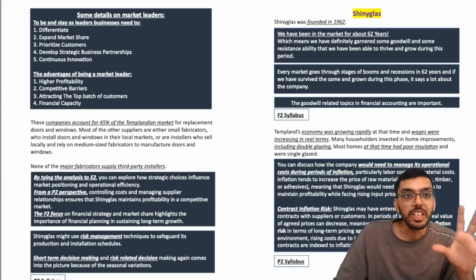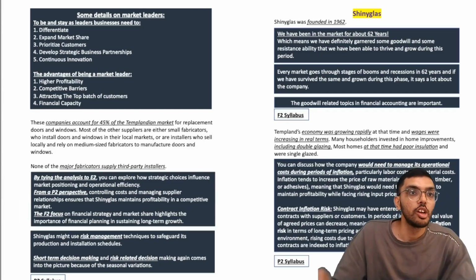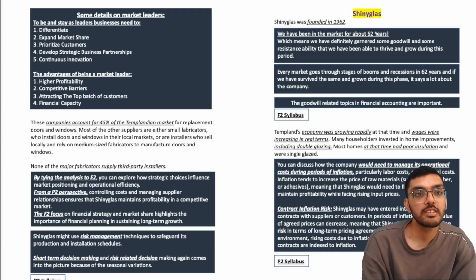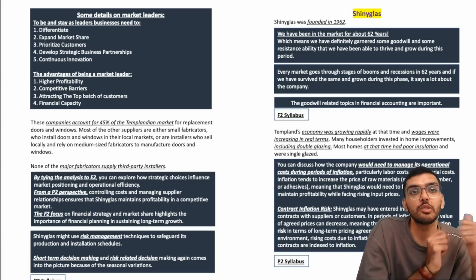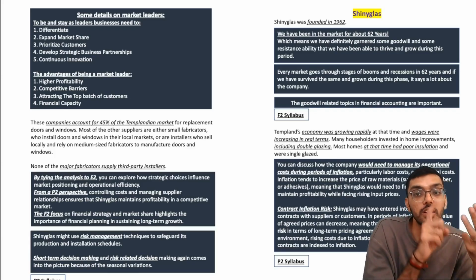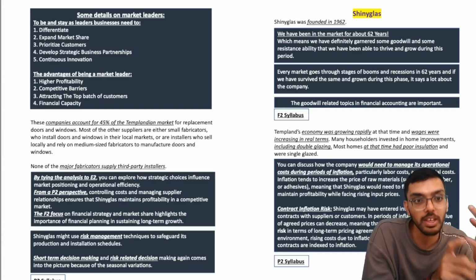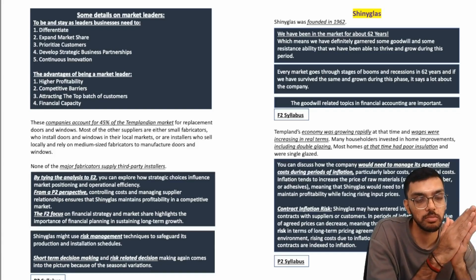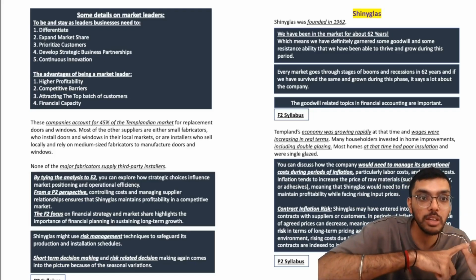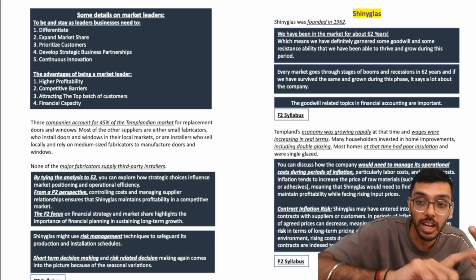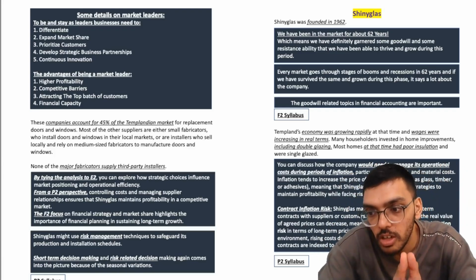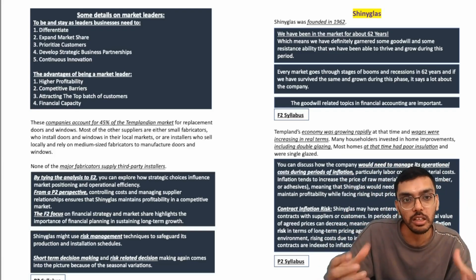Some details on market leaders. To be and stay as leaders, businesses need to. So Shinyglas needs to differentiate, expand, prioritize customers, develop better new partnerships, and continue its innovation. Because being a market leader comes with great advantages like profitability, financial capacity, attracting the best possible customers. You are in this privileged position, so you need to maintain it for your company.